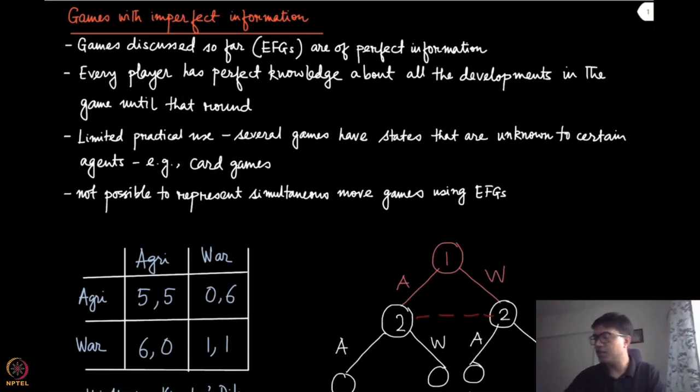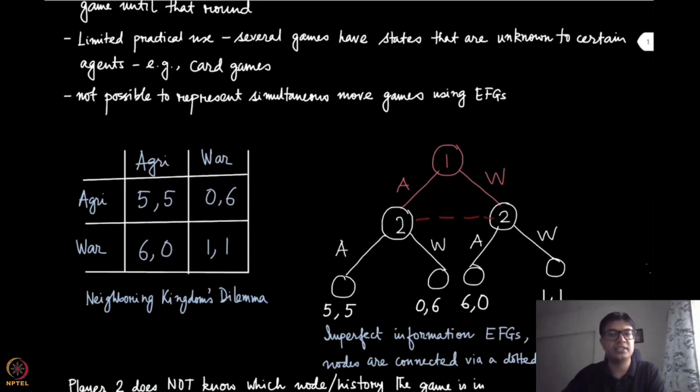So for instance, if you go to this very classic example of the Neighboring Kingdoms Dilemma, the fact that one player, when it picks its action, does not know what the other player's action was is not captured by the perfect information extensive form games. If we draw the graph in the following way, where the first player is choosing, at this point it has chosen, but it has not disclosed it. So it has chosen, let's say, A. Now player 2 does not really know whether player 1 has chosen A or W, but how can you represent that with the graph representation that we have done so far? We cannot.